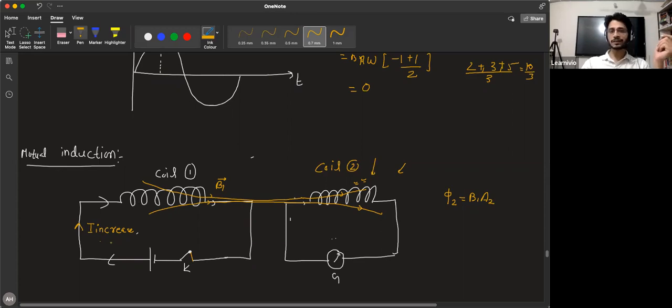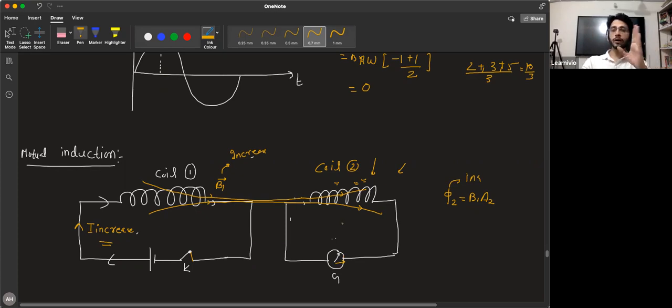Now, if this current is increasing, that means this magnetic field is also increasing, which means this flux is also increasing, which means flux linked with coil 2 is changing. If the flux linked with coil 2 is changing, that means some EMF should be induced in coil 2. If you have induced EMF here, then you should have induced current because coil 2 is in a closed circuit. So it will have induced current also, and your galvanometer will show some deflection.